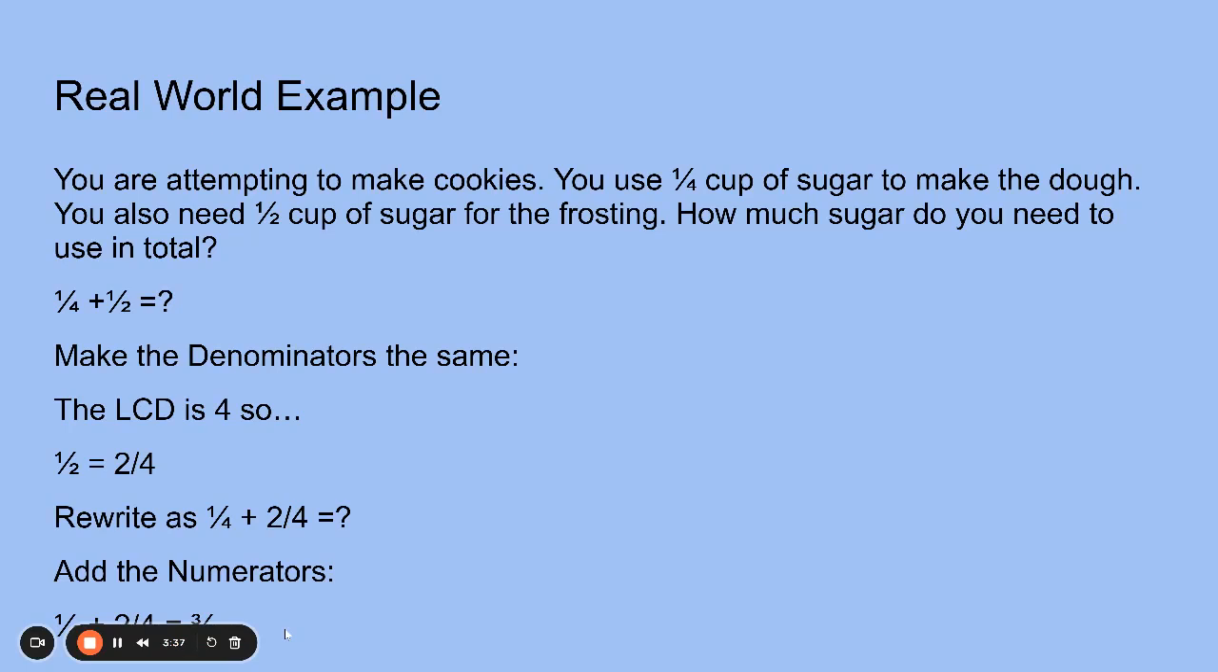The first step, make the denominators the same. The least common denominator is 4, so 1/2 equals 2/4. Rewrite as 1/4 plus 2/4 equals what? Add the numerators. 1/4 plus 2/4 equals 3/4.